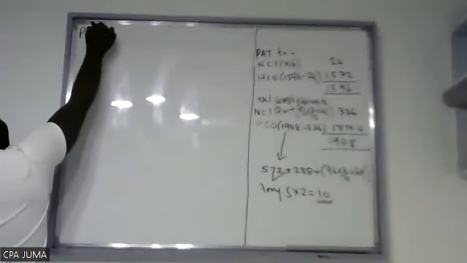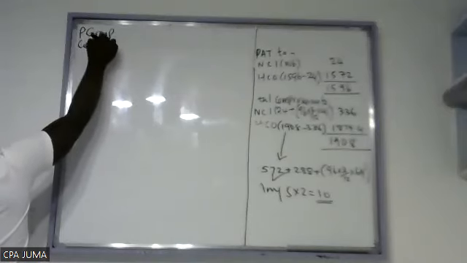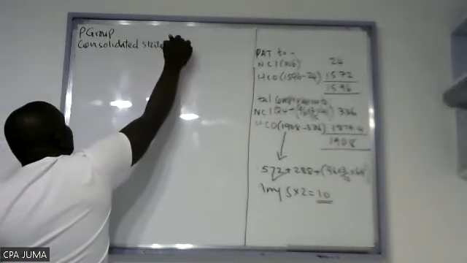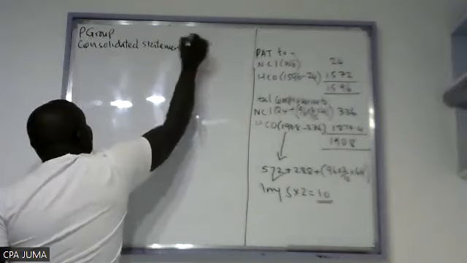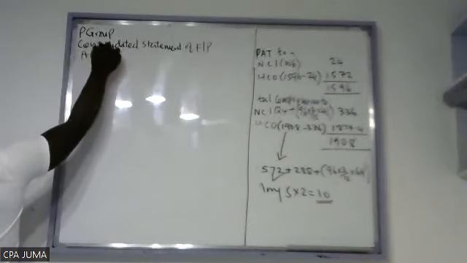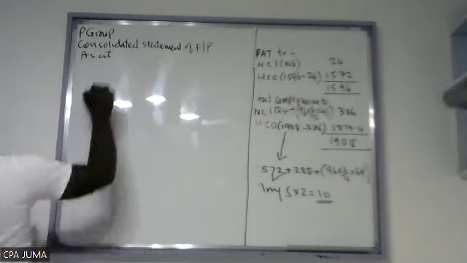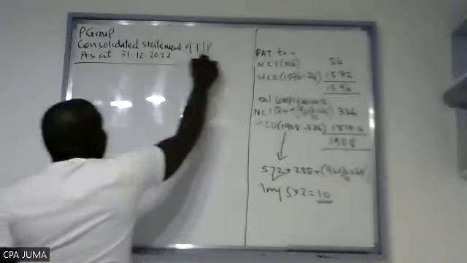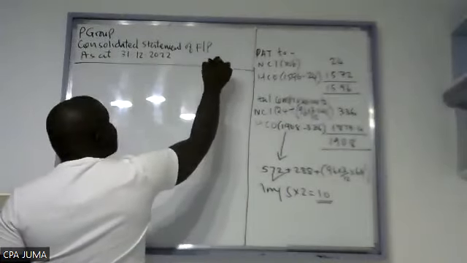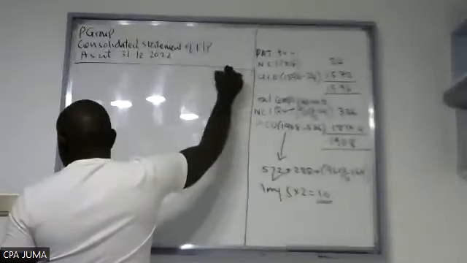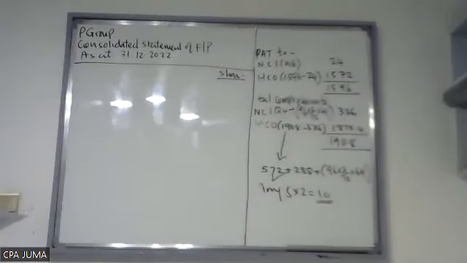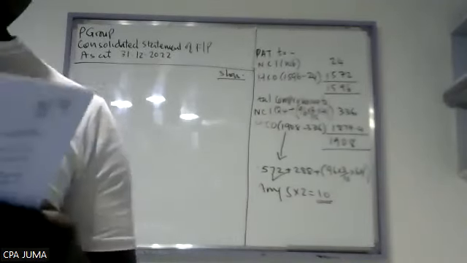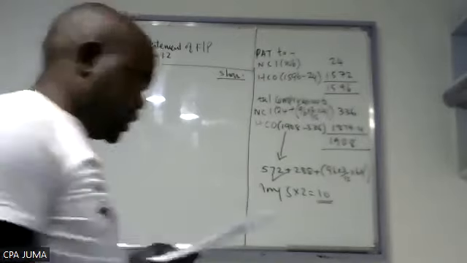So P group, consolidated statement of financial position as at 31st December 2022. Shillings are in thousands. Let me stretch this balance sheet slowly.